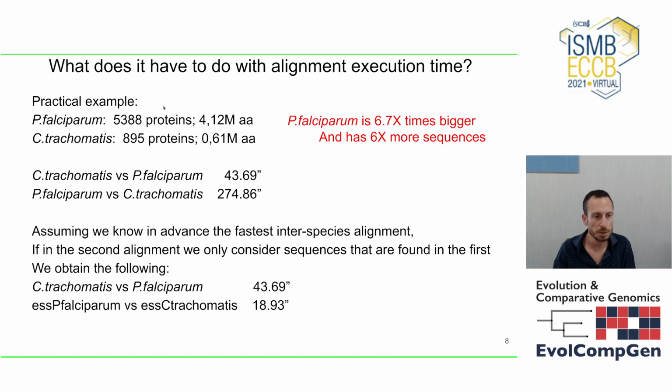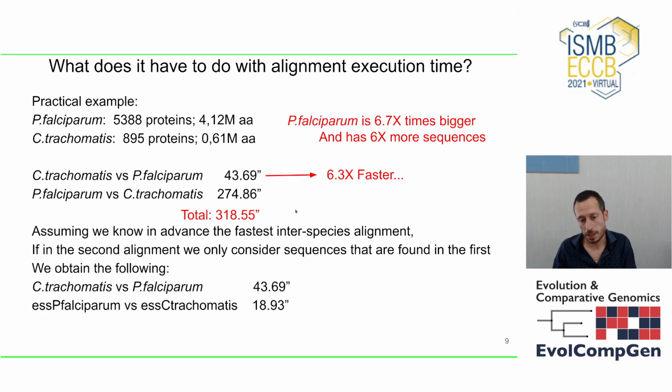I'll give you now a practical example. In this example, we have Plasmodium falciparum, which is the malaria-causing parasite, and Chlamydia trachomatis, which is a bacteria that causes trachoma. They are very different in proteome size, in protein size, and also phylogenetically. Now, if we align Chlamydia trachomatis with falciparum first, the execution time, which I measured with MM6, the most sensitive, was about 43 seconds. If we do it the other way around, the alignment takes much longer, about 6 times the time of the original.